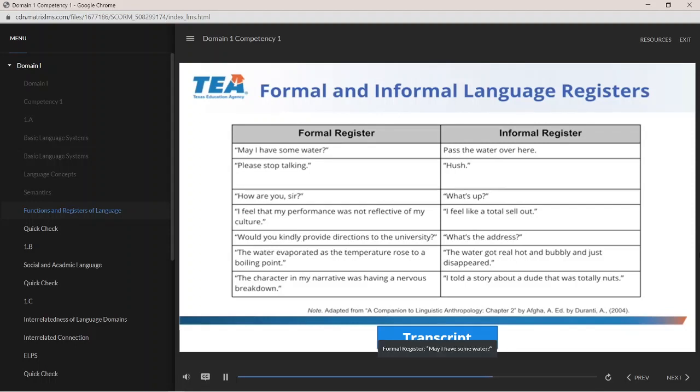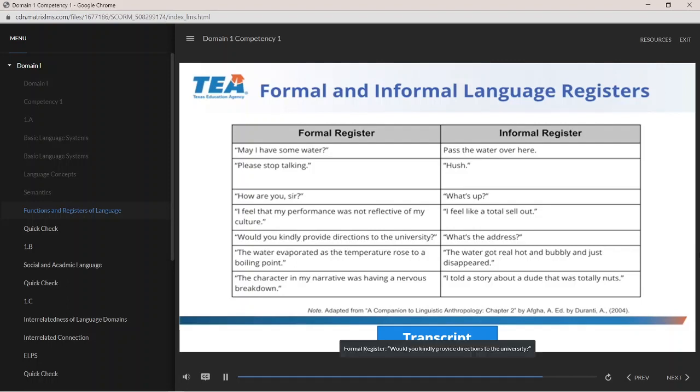Formal register. May I have some water? Informal. Pass the water over here. Formal. Please stop talking. Informal. Hush. Formal. How are you, sir? Informal. What's up? Formal. I feel that my performance was not reflective of my culture. Informal. I feel like a total sellout.